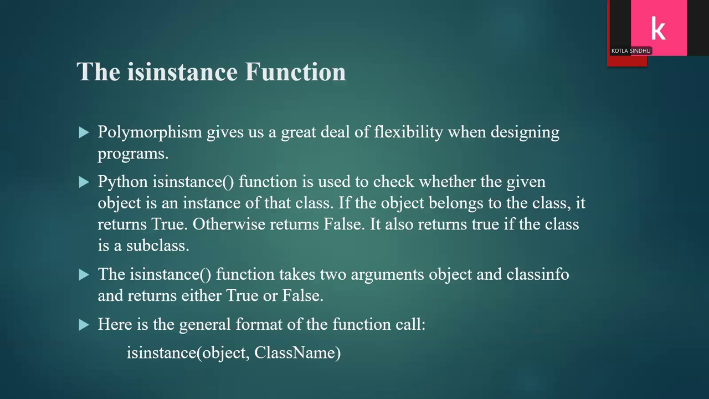The isinstance function is used to check whether an object belongs to a class, and it returns true or false. If the object belongs to the class, it returns true. Otherwise, it returns false. It also returns true when the class is a subclass. The isinstance function has two arguments: one is the object and the other is the class info, and it returns true or false. Here we have the syntax for the isinstance function: isinstance, open brace, object, comma, class name, close brace.